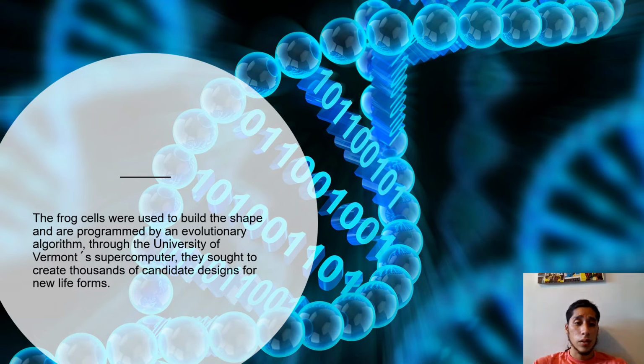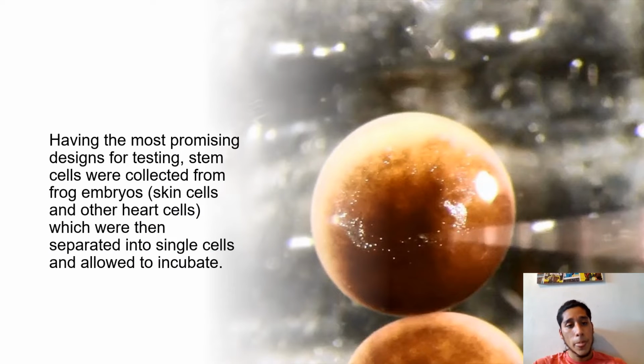The frog cells were used to build the shape and are programmed by an evolutionary algorithm through the University of Vermont's supercomputer. They sought to create thousands of candidate designs for new life forms. Having the most promising designs for testing, stem cells were collected from frog embryos, which were then separated into single cells and allowed to incubate.